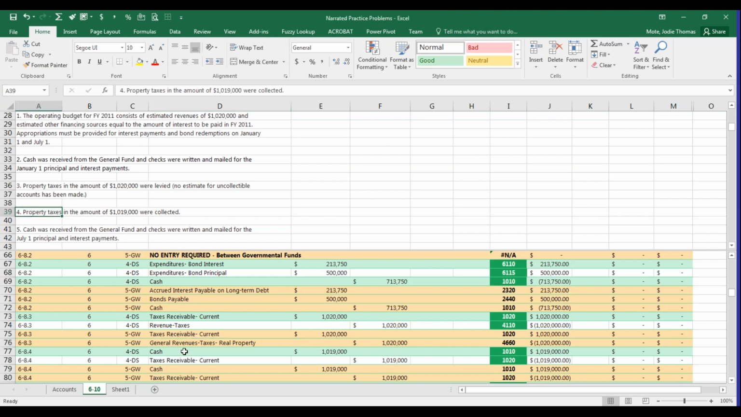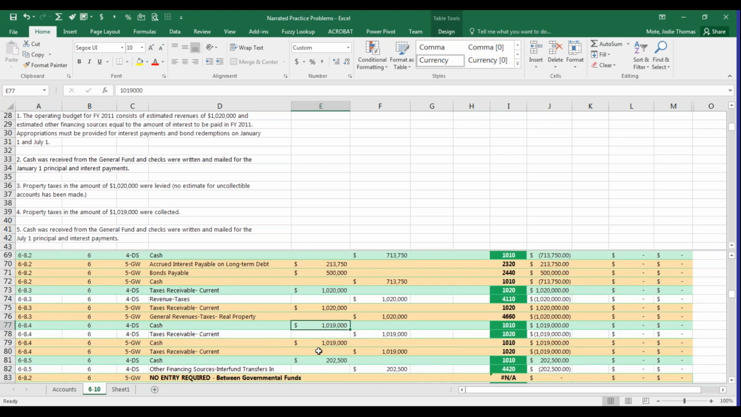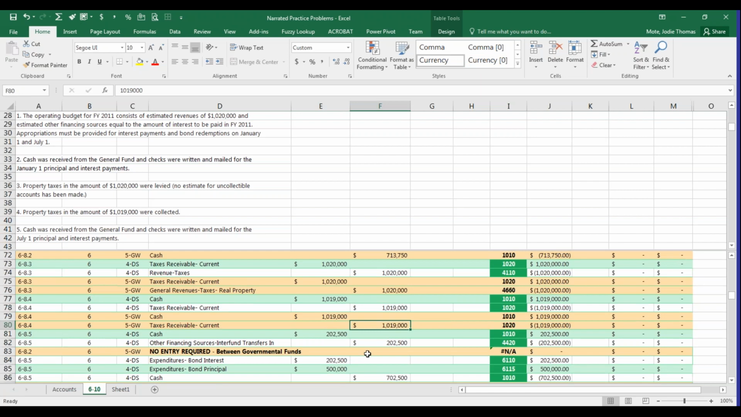Number 4 says this is the amount that was actually collected, $1,019,000. Okay, so $1,019,000, a debit to cash, a credit to taxes receivable current for the same amount. The entry looks identical in the government-wide journal. Debiting cash, $1,019,000, crediting taxes receivable for the same amount.